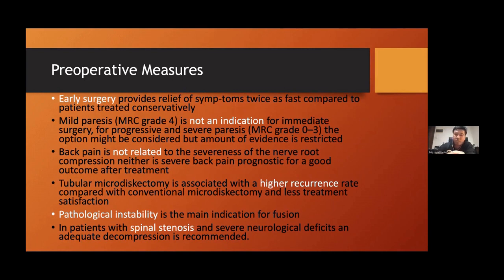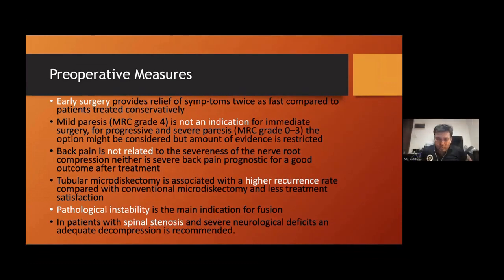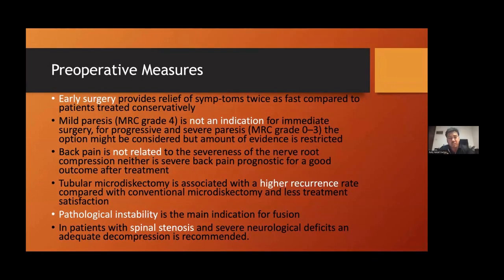Tubular microdiscectomy is associated with higher recurrence rates compared with conventional microdiscectomy and less treatment satisfaction, but it's relative. It depends, because the best tool of the surgeon is his hand. So the best surgery is the best skill of the surgeon. Every surgeon has a different preference, and the preference is about the skill. And pathological instability is the main indication for fusion. So never leave fusion if there is pathological instability.